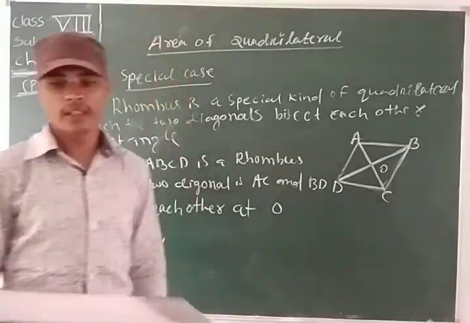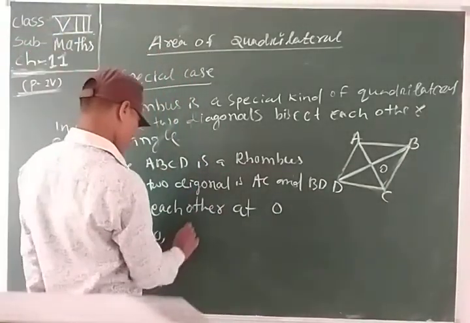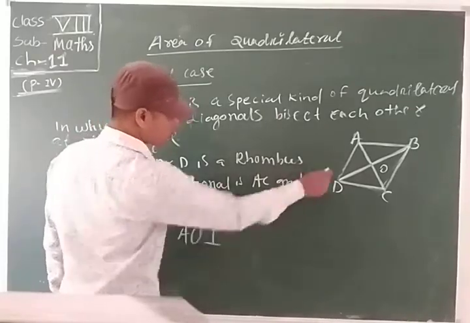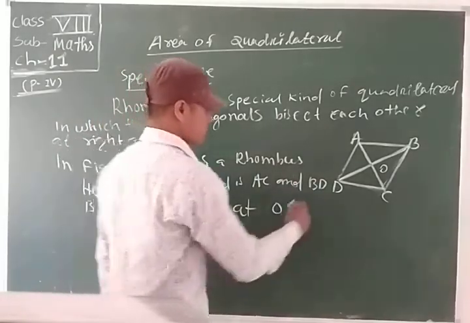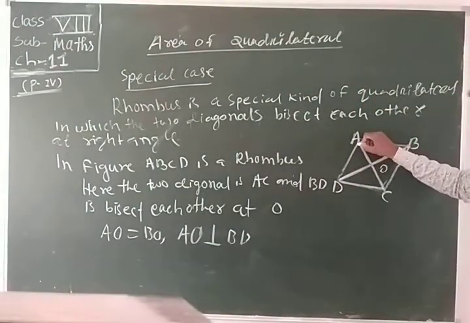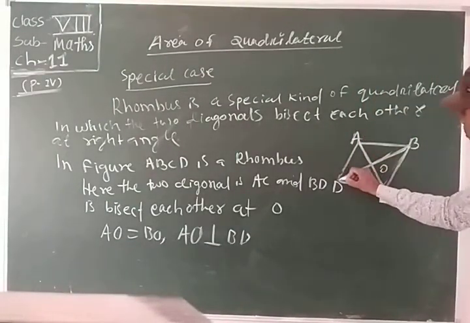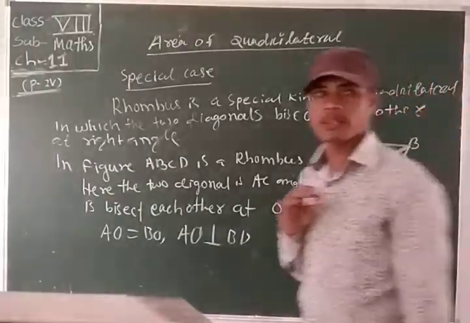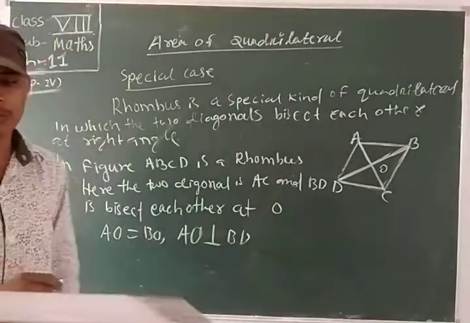And you can say that AO is perpendicular to BD. The two diagonals bisect each other at right angle. Then AO is the perpendicular of BD. Clear about it? How is it perpendicular to BD?